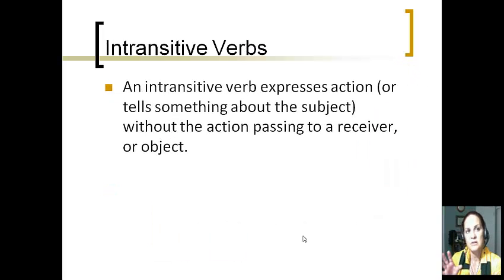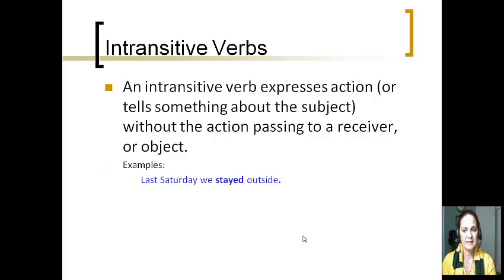Now we've talked about transitive verbs, where the action of your verb passes from your subject to the direct object, which is in your predicate. An intransitive verb is where that action stops and bounces back to the subject. It ricochets back, because it doesn't pass to anything in the predicate. An official definition: an intransitive verb expresses action or tells something about the subject without the action passing to a receiver or an object.